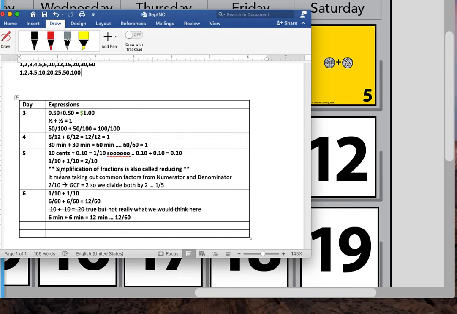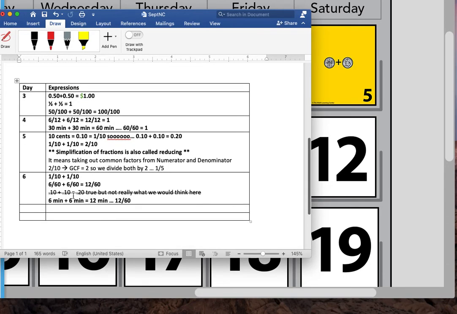We can simplify, right? And simplification of fractions could also be called reducing. It means taking out common factors from the numerator and the denominator. So in the case of 2/10, their greatest common factor is 2. So we could divide both the numerator and the denominator by 2. This is not, strictly speaking, always helpful or necessary. So 2/10 here preserves that we're dealing with the quantity 2 and that they are tenths. So I don't always need simplification if it's a useful denominator.